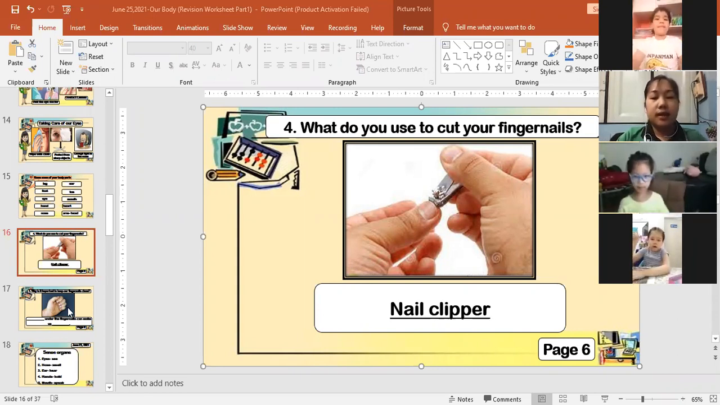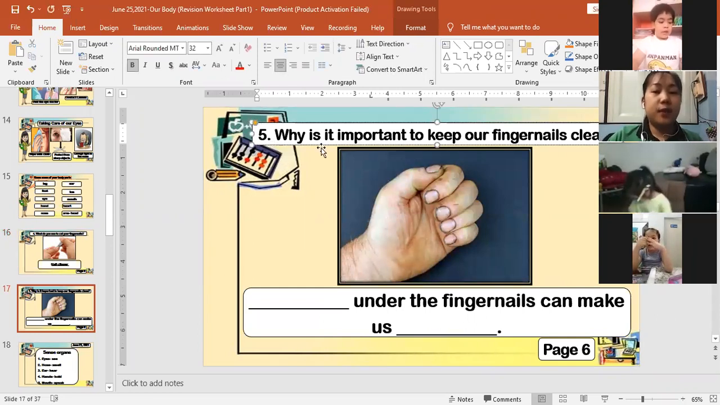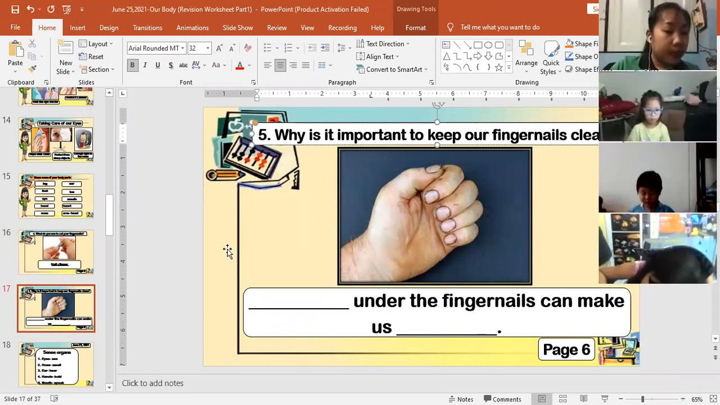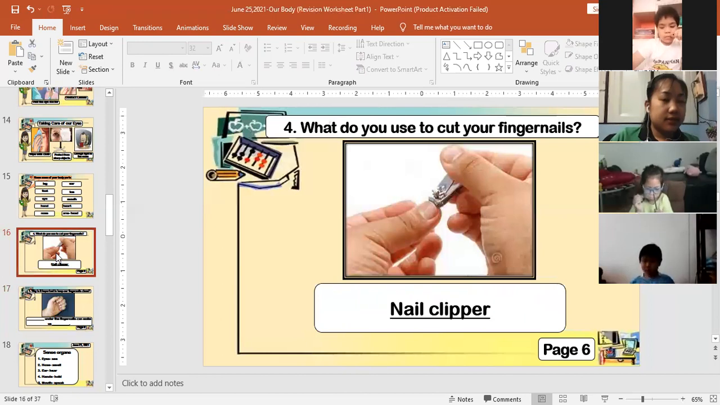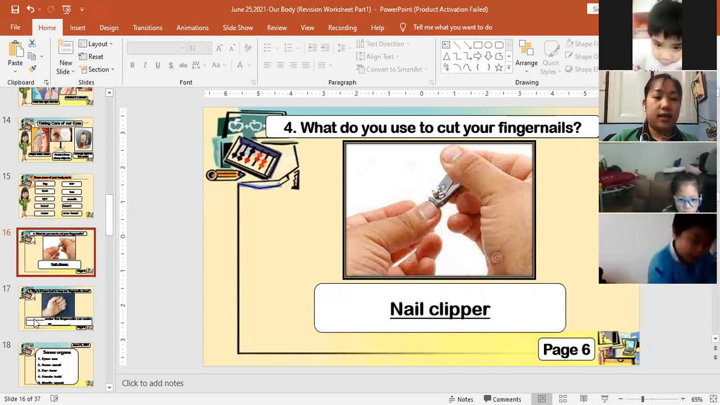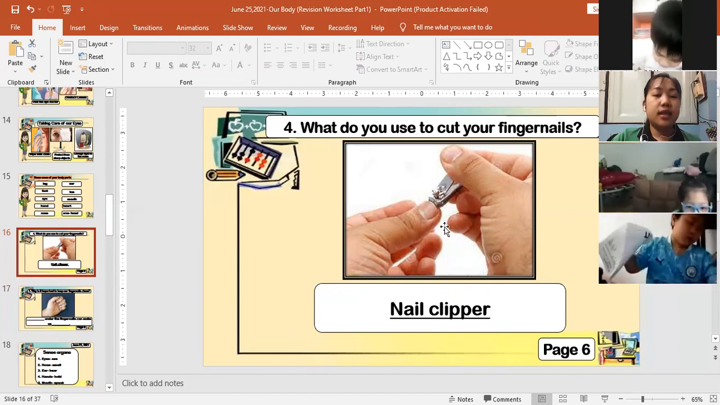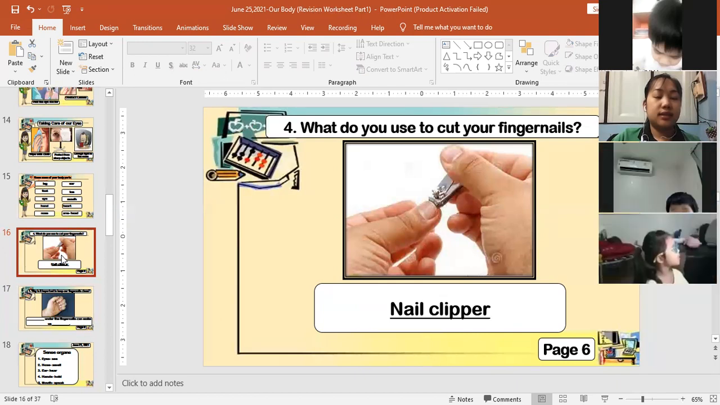Okay, next. On page 6, question number 5. Why is it important to keep our fingernails clean? Number 4. Okay, number 5. What can you see with the fingernails? Teacher, I'm not finished. Number 1.